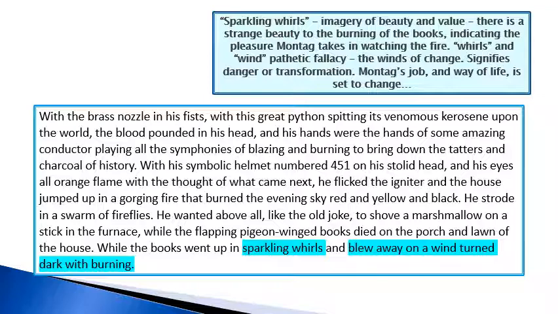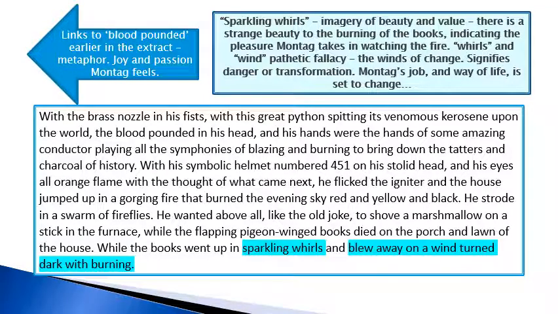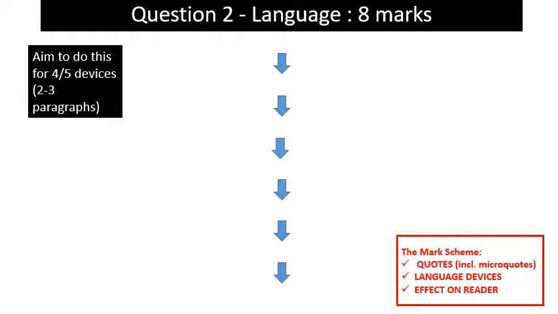Whirls and wind, not only is that alliteration, but it's also pathetic fallacy, the use of the wind. And in literature, we have this motif of the winds of change, which you might be familiar with from Lord of the Flies, that the wind signifies transformation in some way, that something is set to change. So there's the possibility here that the wind could symbolise danger or transformation, that Montague's job and way of life is going to change. And this links to blood pounded earlier on in the extract, the idea that he feels joy and passion when he describes the blood pounding in his head, the impact it has on him. So that metaphor again, that hyperbole of the blood pounding, emphasises the pleasure he takes.